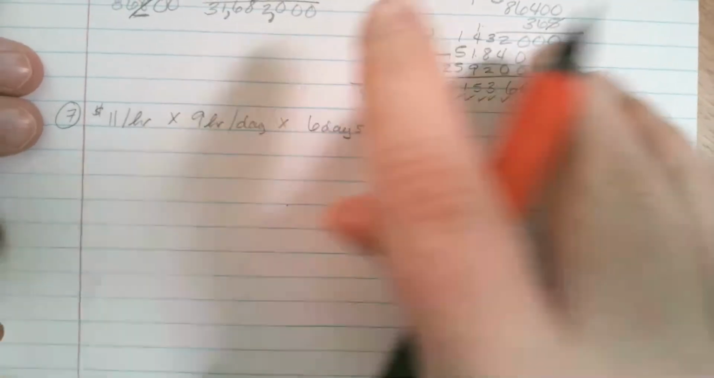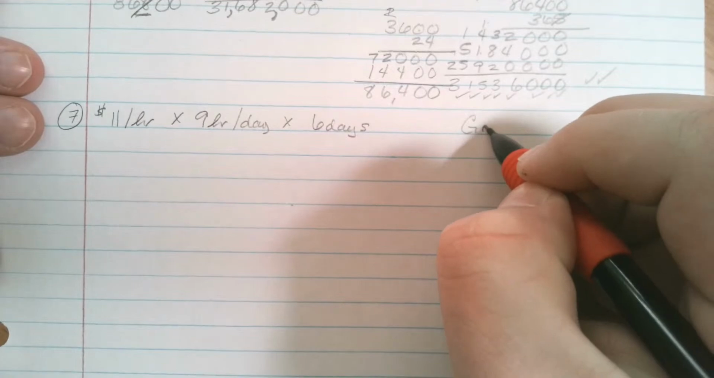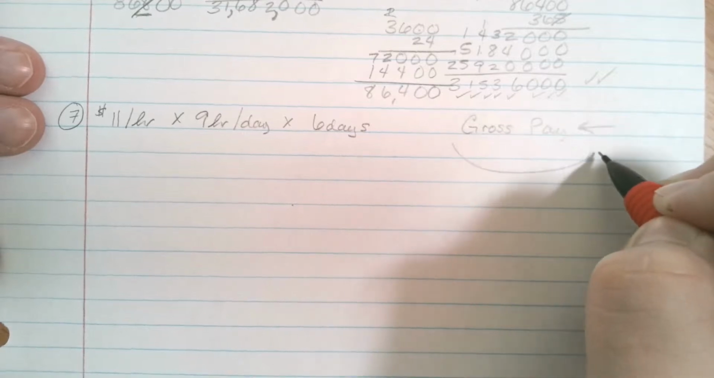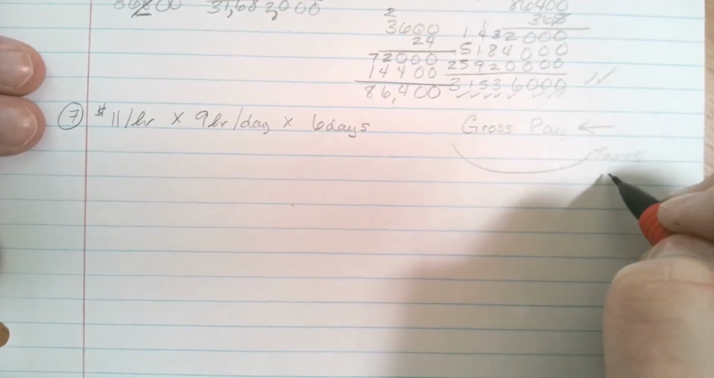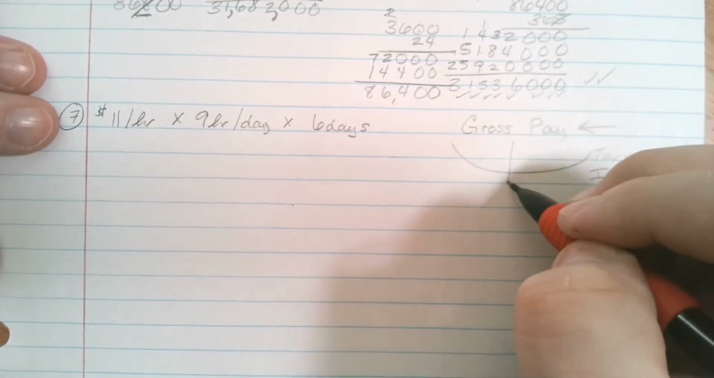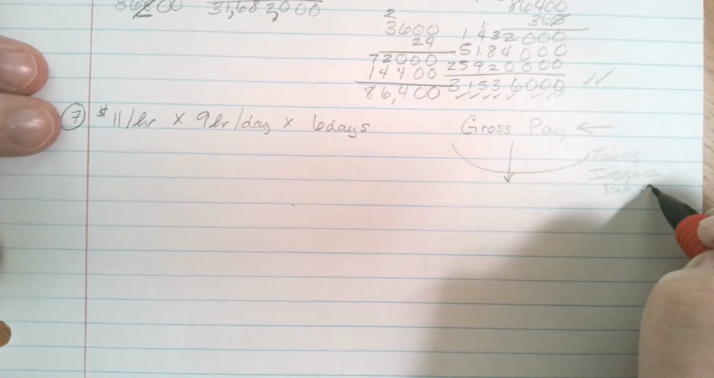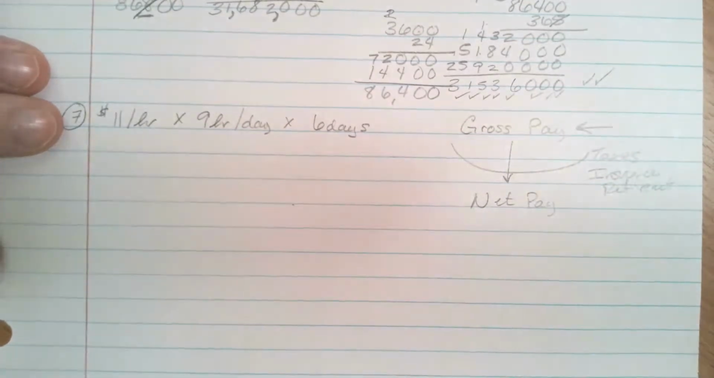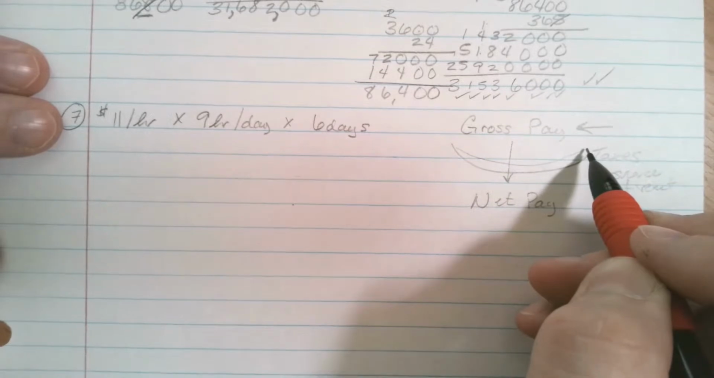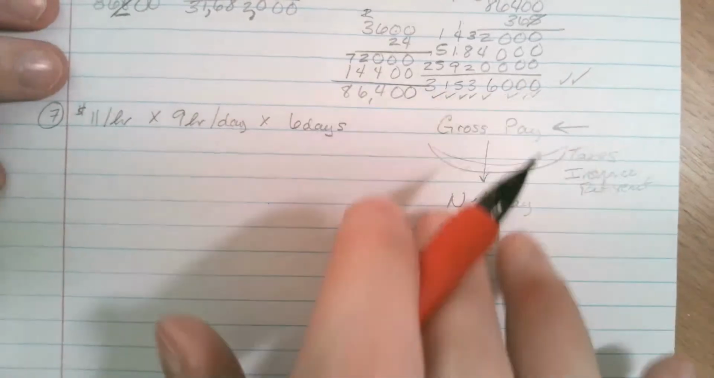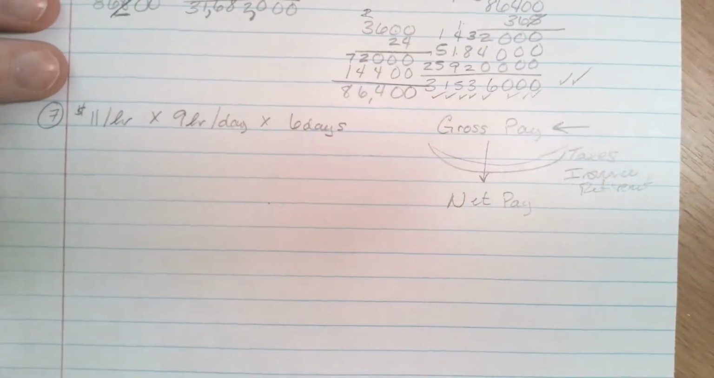Now, something I've always had an issue with, but I figured it out. Gross pay is what you get before taxes and insurance and retirement. And then after taxes, insurance, and retirement, it's net pay. Because it's what went through the net of taxes, insurance, and retirement. Fun to know. So gross pay is before taxes. Net pay is what's gotten through the net of everything else.